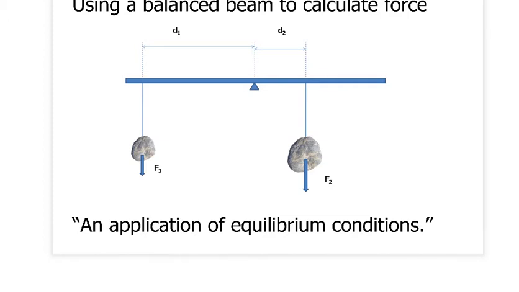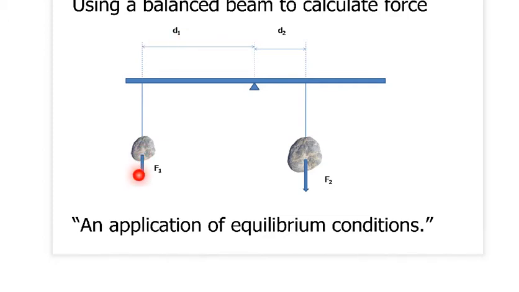So in order to balance the beam, the smaller rock has to be further away from the pivot point than the bigger rock, or the heavier rock. The reason for that is that you get a larger moment, or a larger turning effect, the further you are away from the pivot. Because moment is equal to force times distance, as you recall from the previous video. So the force times the distance.